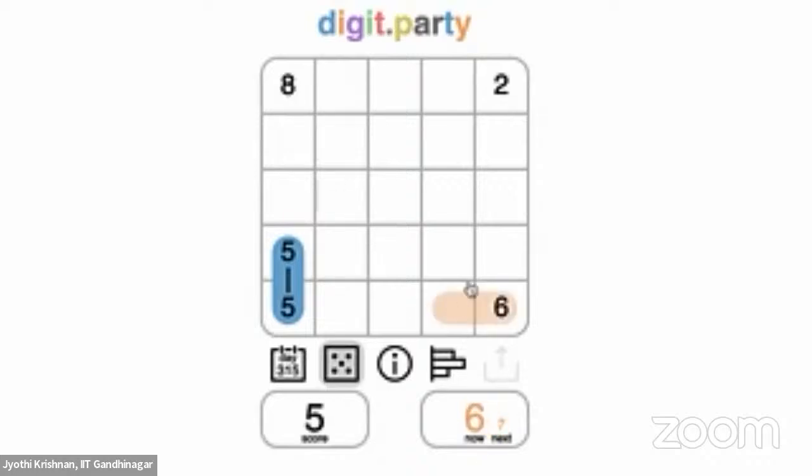And the 6 I want to keep next to the 6. Where shall I keep it? I can keep it here, here, or here. If I keep it here, I'll get no points. So I'm going to put it here.